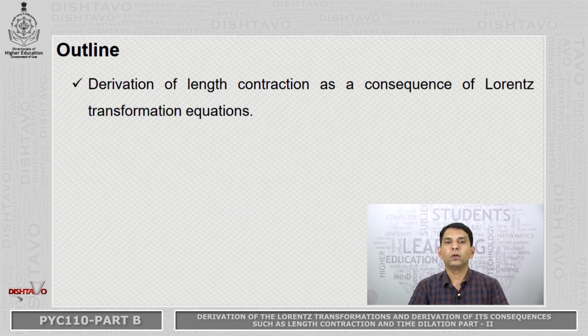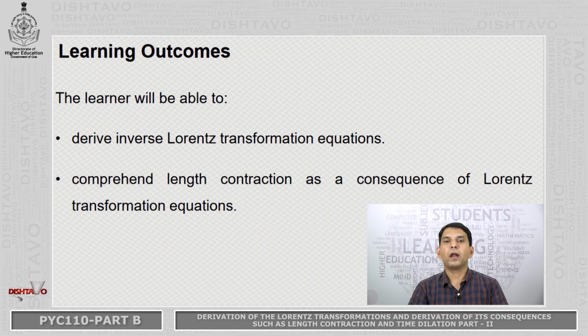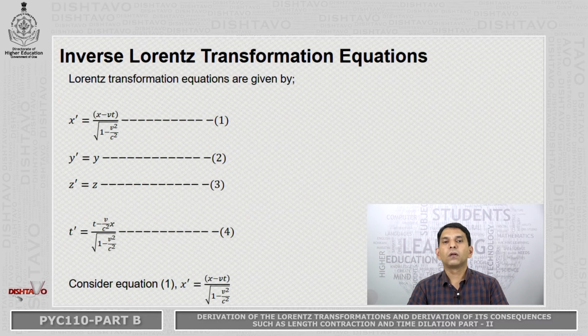Outline of this module: derivation of length contraction as a consequence of Lorentz transformation equations. Learning outcomes: at the end of this module, you will be able to derive inverse Lorentz transformation equations and you will be able to comprehend length contraction as a consequence of Lorentz transformation equations. Let us first obtain inverse Lorentz transformation equations from the Lorentz transformation equation.